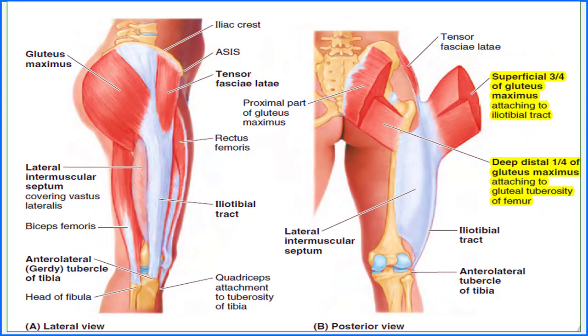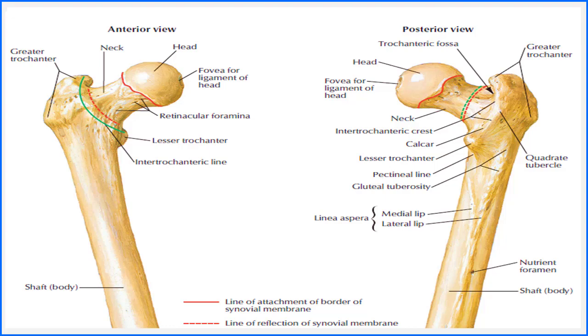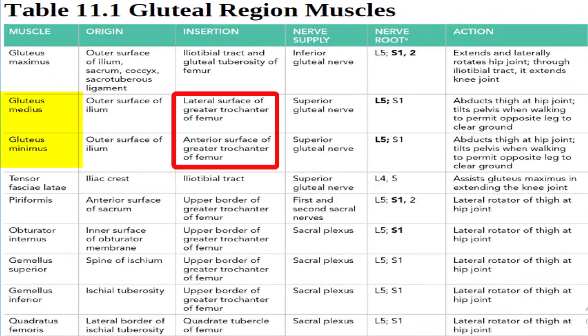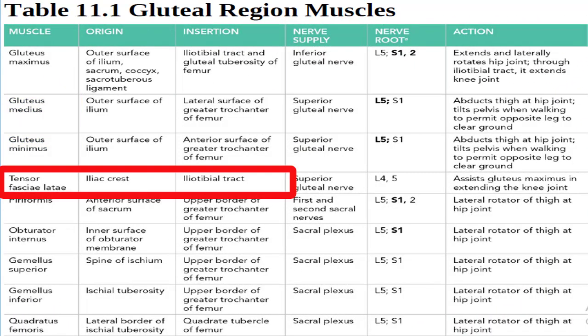Another bony point on the femur, I told you, is the greater trochanter of the femur. On the greater trochanter, gluteus medius and minimus are attached. The last superficial gluteal region muscle is the tensor fasciae latae, which I told you about when we followed the iliotibial tract. At the top of this, we can see a smaller muscle, that is the tensor fasciae latae.